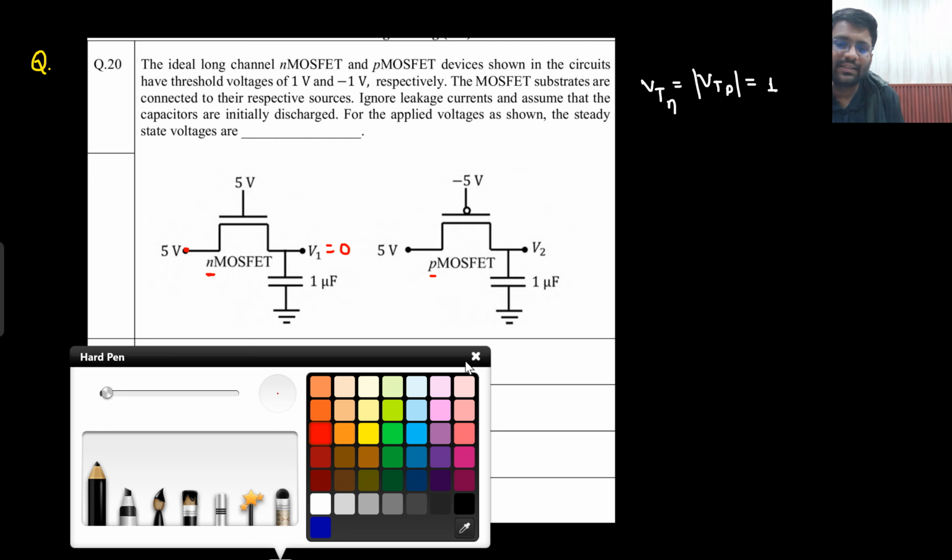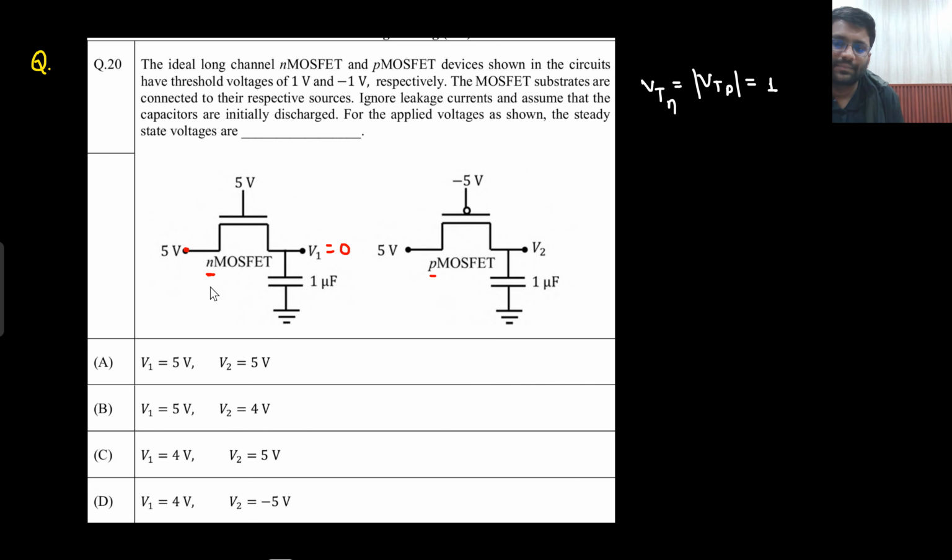So let's see the initial scenario in this particular case. What is happening? For the first case, this is 5 volt, this is 5 volt, this is 0 volt. So this one is drain, this one is gate, and this one is source. What is the value of gate to source potential? That is 5 volt. Is it greater than VT? Absolutely, it is greater than VT.